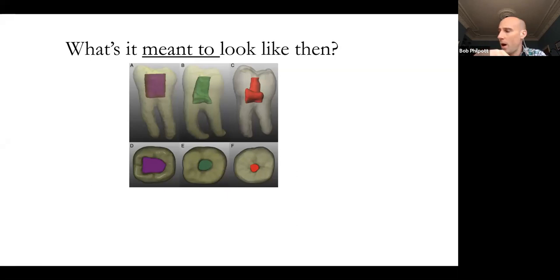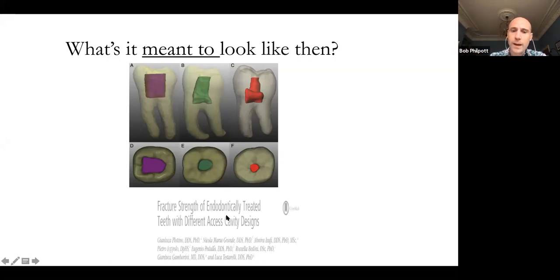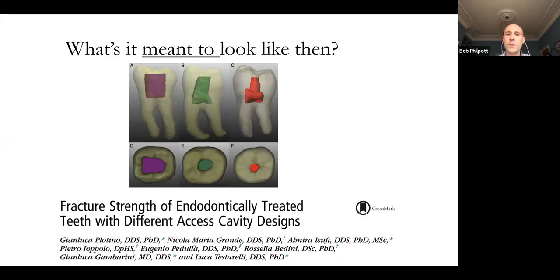If the argument is you're doing it because you want to avoid weakening a tooth unnecessarily, then I would like it if somebody looked at that. And Platino thankfully did look at that. And they found that if you compared the green and the red on these images, there was no difference in terms of the fracture strength of endodontically treated teeth.